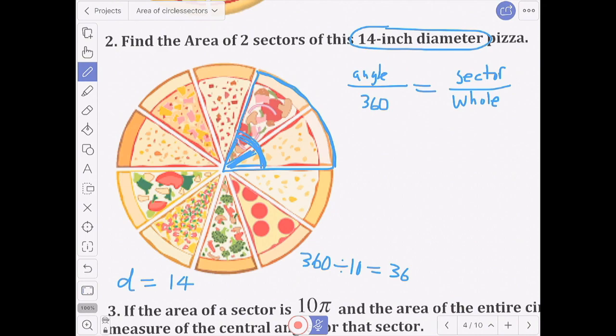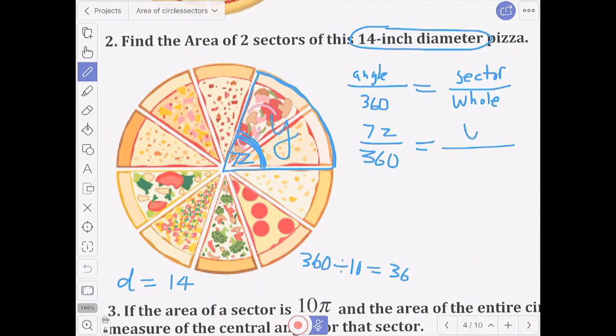So together, both of those angles there in the center, it's called the central angle, together would be 36 plus 36, or 72. So in my formula, I'd drop a 72 there. Sometimes on these questions, I'll give you the central angle. You won't have to calculate it like that. So we're looking for the area of the sector.